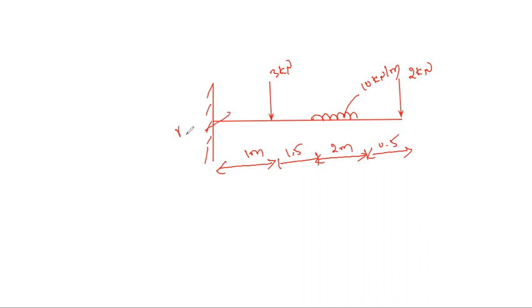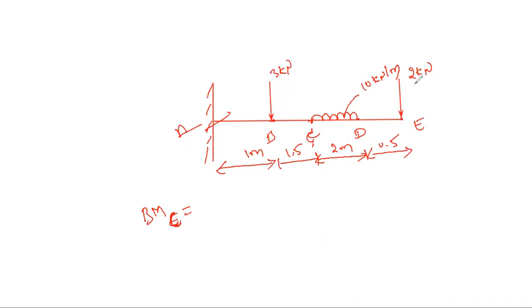Now this is section A. This is B. This is C. This is D. This is E. So we need to calculate the bending moment at the point C, right? We have to calculate the bending moment at this point, right? At point C, that's what I am writing here.